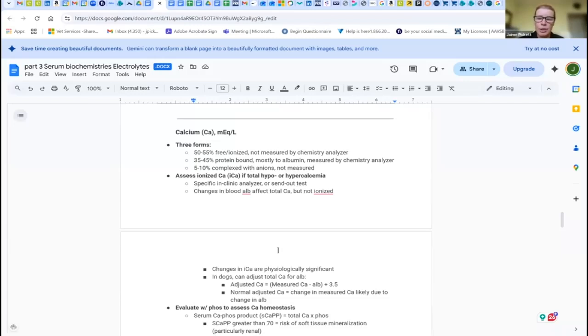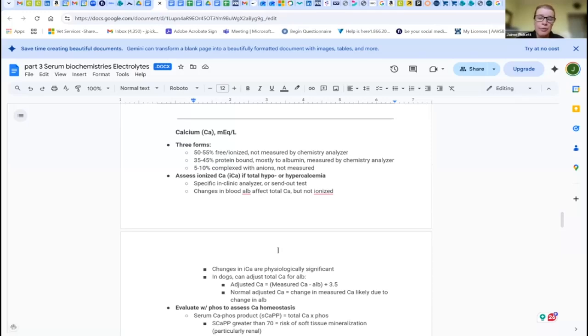Horses usually tie hypercalcemia to chronic renal disease. So like cats. And in cattle, it's often iatrogenic. So we gave too much of the calcium, so it's kind of on us.